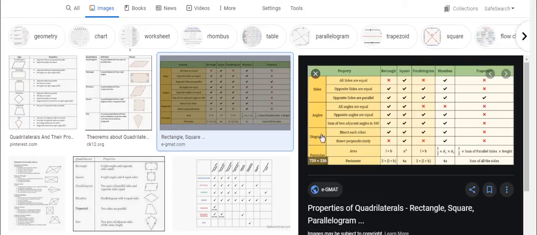Now, do the diagonals bisect each other? For a parallelogram, tick mark, yes, they bisect each other. Bisect perpendicularly, for a parallelogram, wrong, so they do not. For a rhombus, both are there. For a square, both are there. For a rectangle, perpendicularly is not there. Similarly, you can check out the others also.